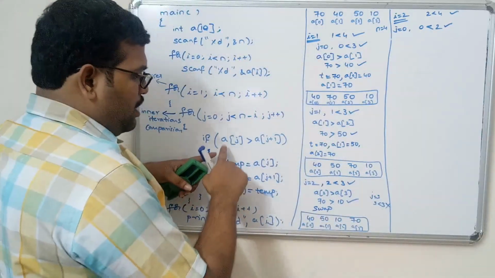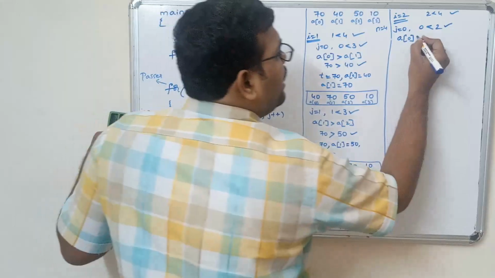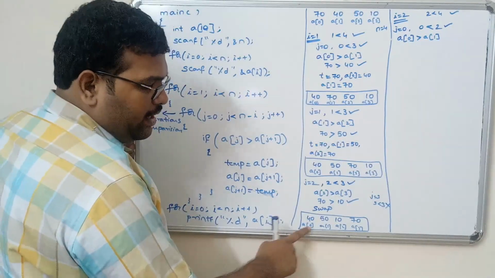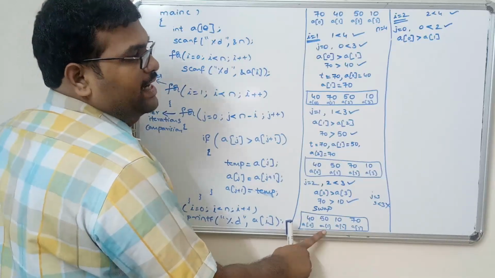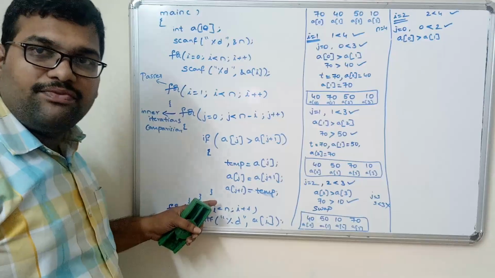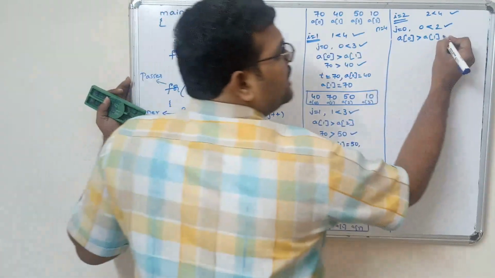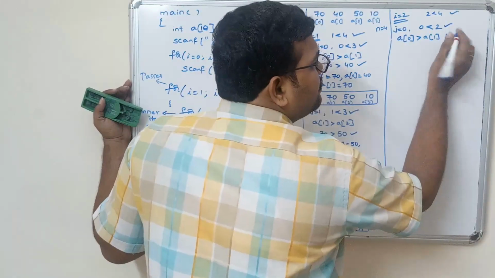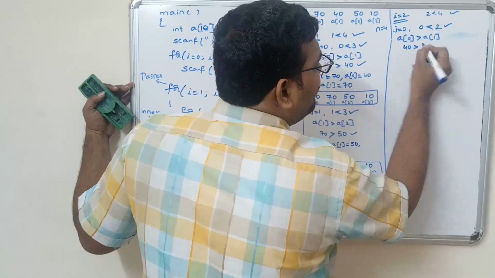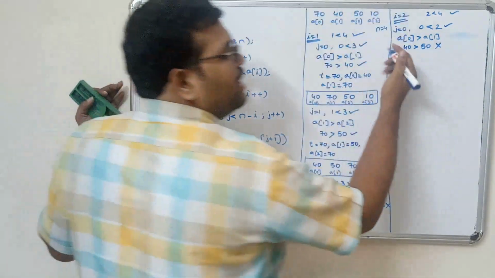So now a of 0 greater than a of 1. a of 0 is 40, a of 1 is 50. So the condition fails. If the condition fails, we didn't write any else part. So obviously j will be incremented. This condition fails because a of 0, which is 40, is not greater than 50. So nothing will happen, just j will be incremented.